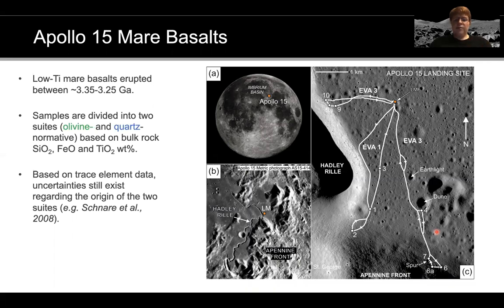And when they looked at the samples that they'd collected and examined the bulk rock chemistries, they could see that they could divide the samples into two suites. These were known as the olivine normative suite, which will be shown in green for this presentation, and the quartz normative suite, which is in blue for the remainder of the presentation. And naturally, one of the first questions that came about was, how do we get these two suites with different bulk chemistries at the same landing site, and what's the petrogenetic relationship between these two suites?